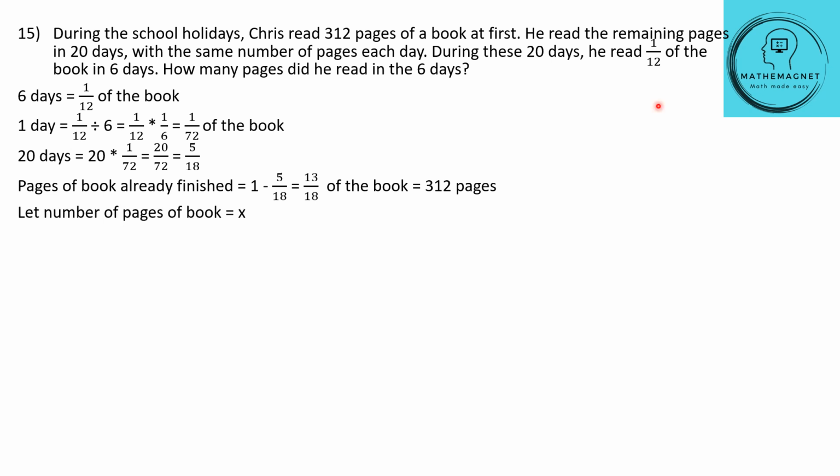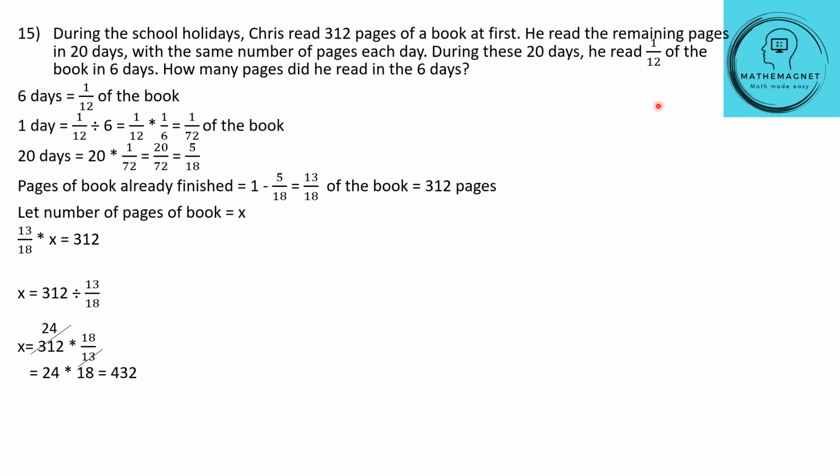Now let us assume the total number of pages in the book is x. So basically 13 by 18 into x will be equal to 312. x will be equal to 312 divided by 13 by 18, which can be written as 312 into 18 by 13. 13 cancels 312 by 24 times. So x will be equal to 24 into 18, which is equal to 432. So the total number of pages in the book was 432 pages.